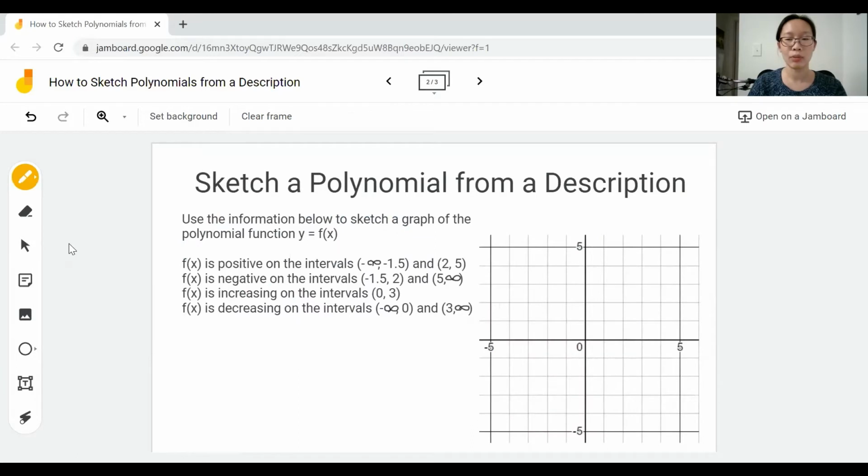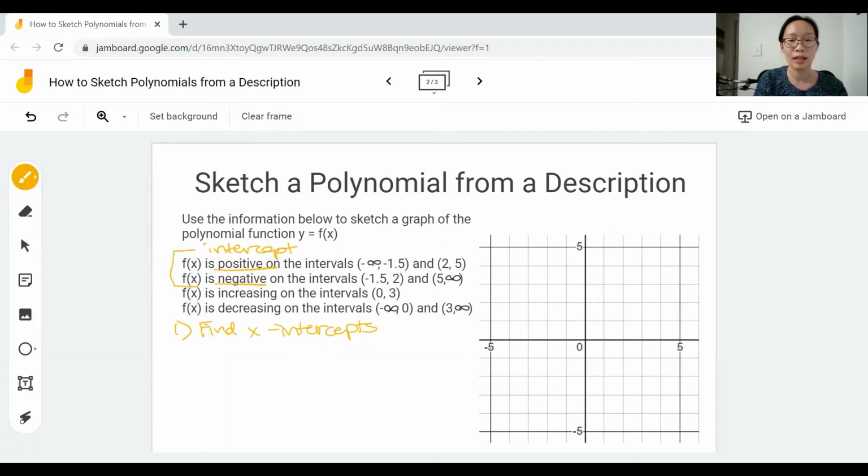In this example, we're given 4 descriptions of intervals and we're asked to use the information to sketch a graph of the function. To draw this graph, we're going to follow a 4-step process. The first is going to be to identify your x-intercepts. What are x-intercepts? They're the parts of the graph that touch or cross the x-axis. So one way to find them is by looking for changes in signs. So part of the graph is positive, part of the graph is negative. This is a clue that these points could be intercepts.